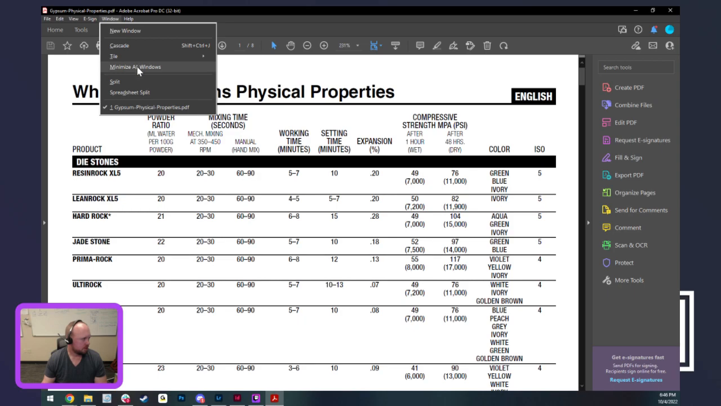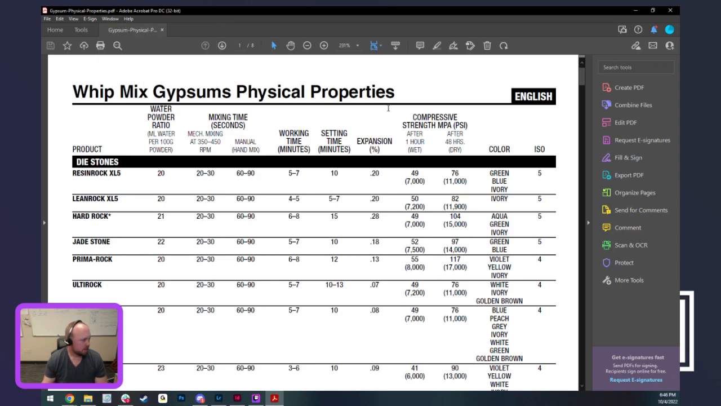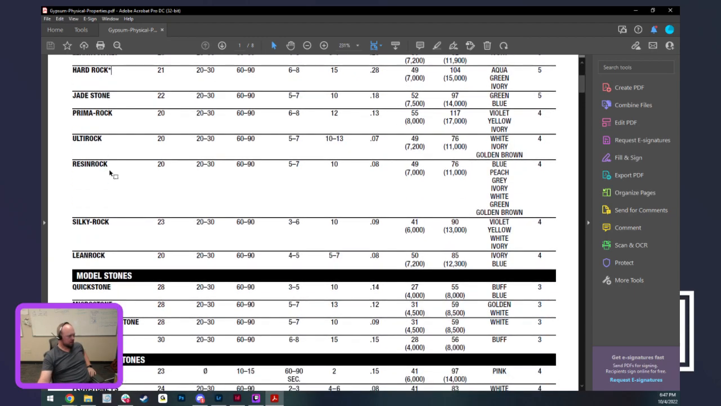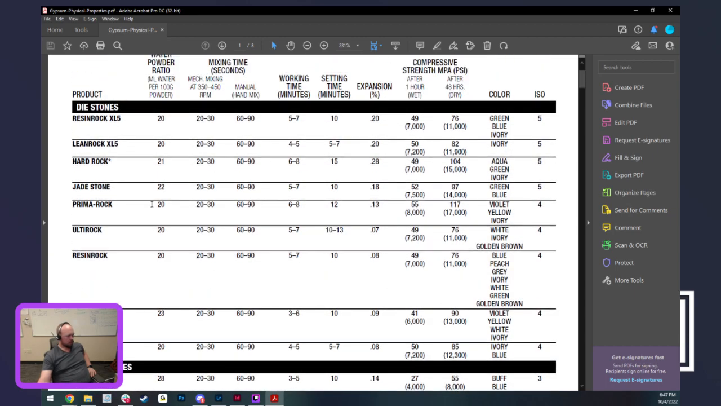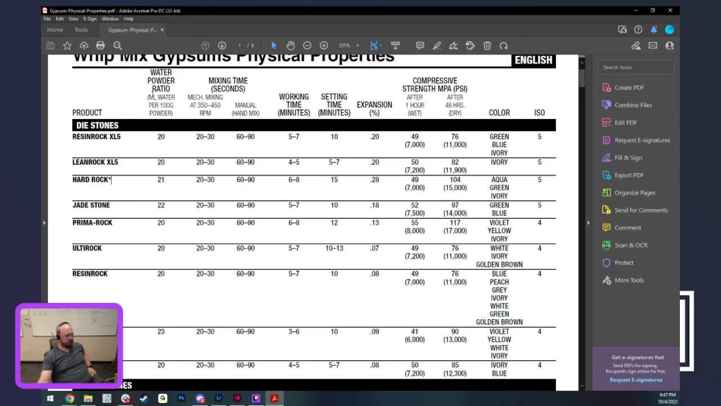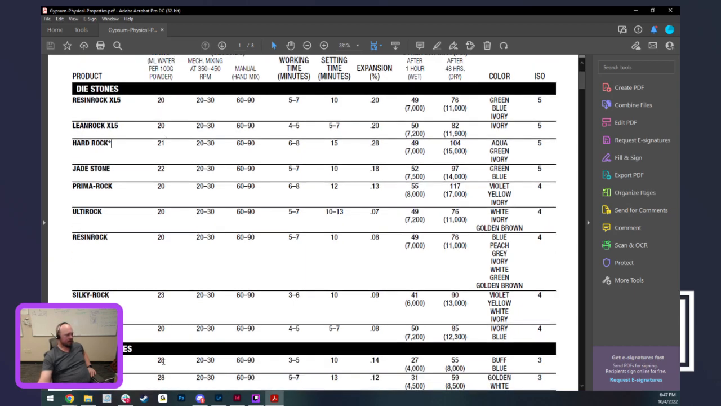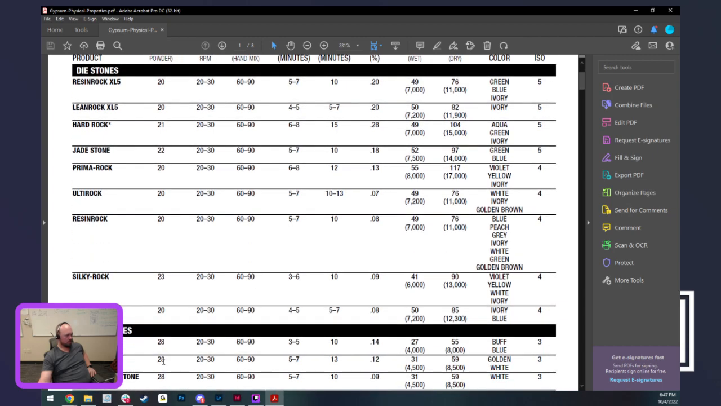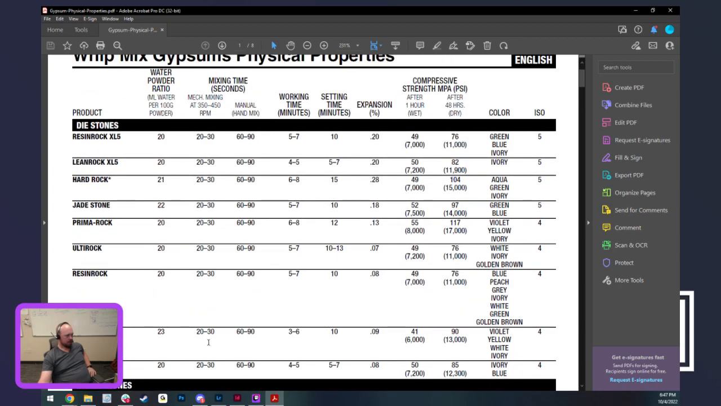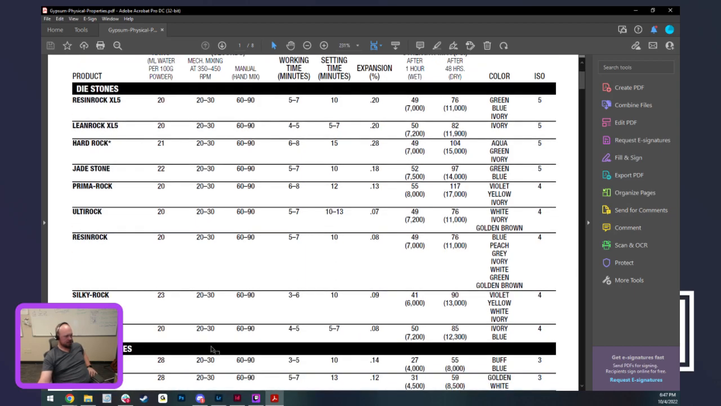Window, go full screen. Anyway, so now let's look at Whitmix Gypsum's physical properties here. So we're going to scroll down until we get to our model stone. So here's Quick Stone. So here's our water powder ratio. Remember, it's per 100 grams of powder, not per 100 grams of water. So Quick Stone is 28 grams of water, or milliliters of water, per 100 grams of powder. It is mechanical mixing 20 to 30 seconds. If you're hand mixing it, it is 60 to 90 seconds.